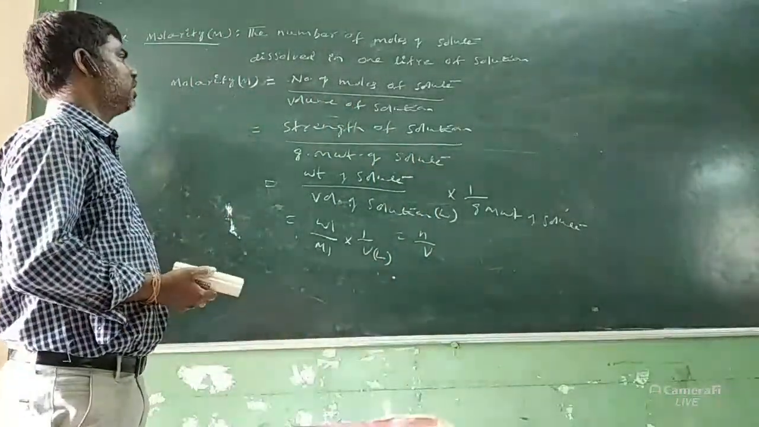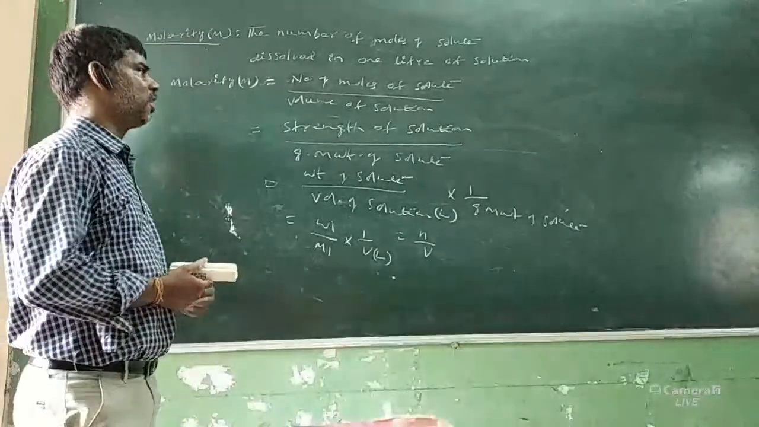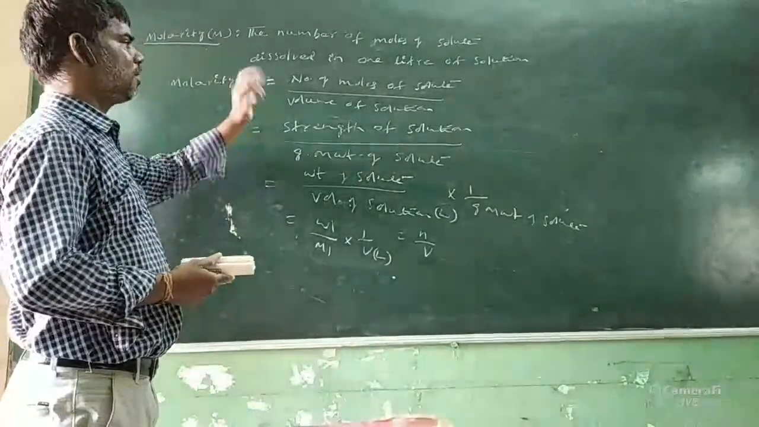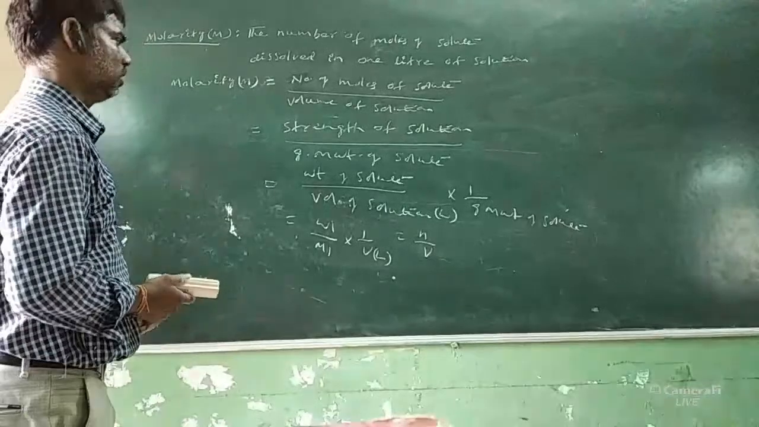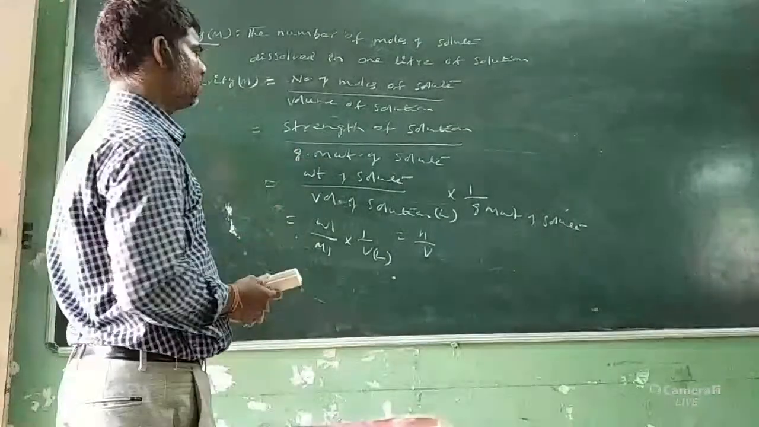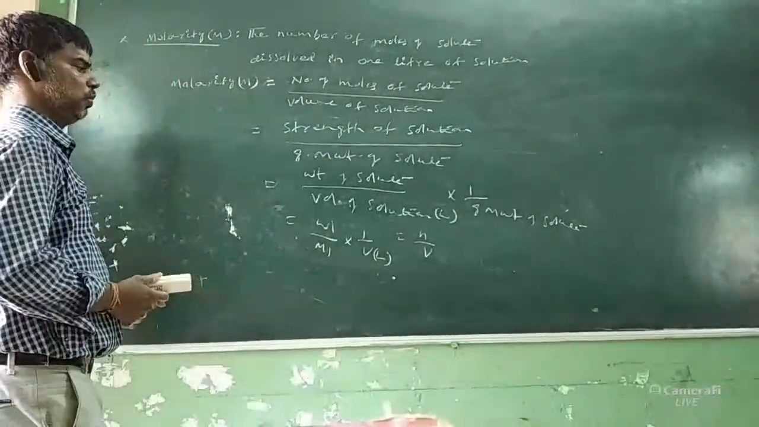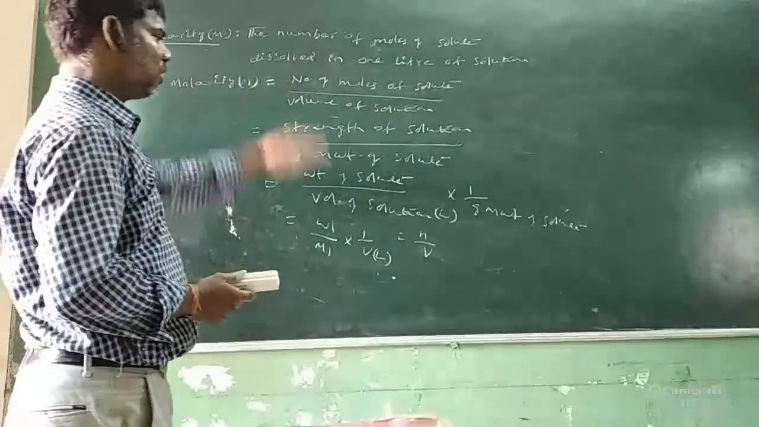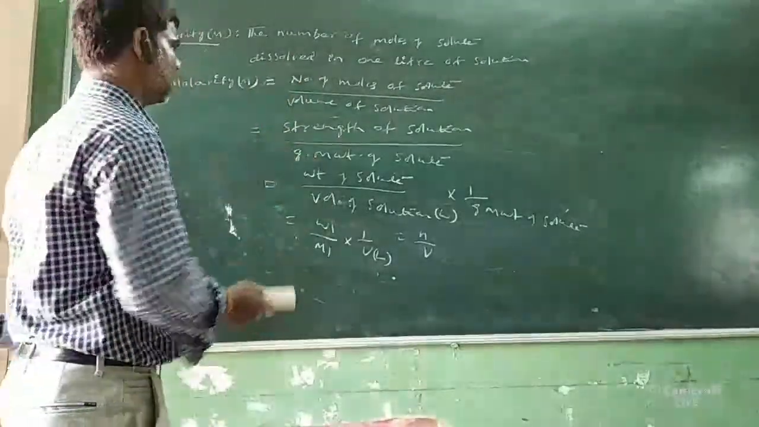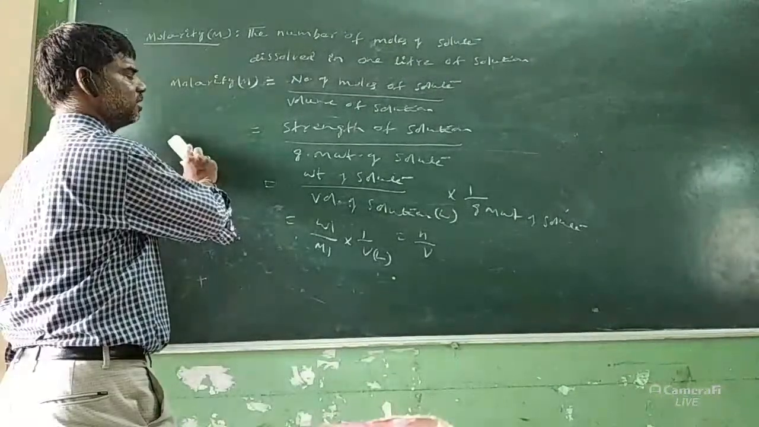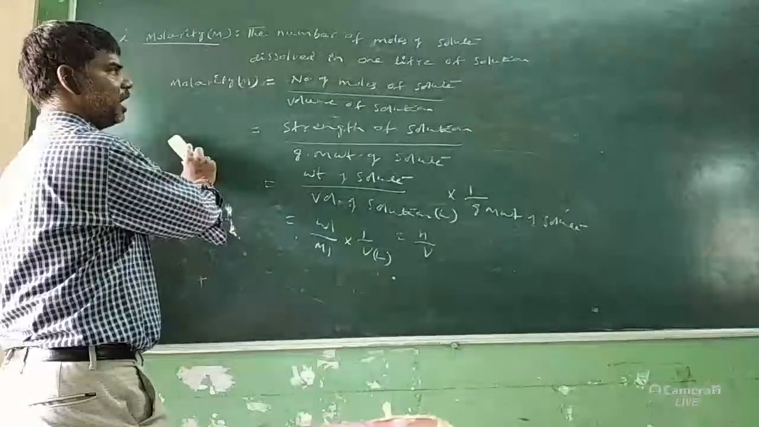So there we have different formulae to calculate molarity: number of moles of solute by volume of solution, or the strength of solution by gram molecular weight of solute. Once I give all the formulas, I will write them on the board once again. Please be focused on this because the problems are based on this only.